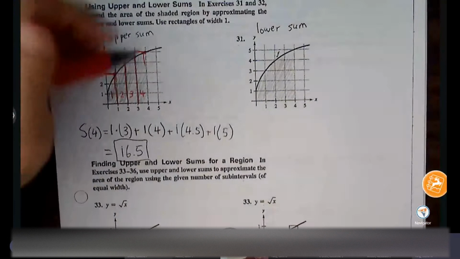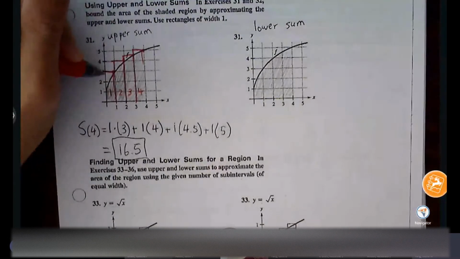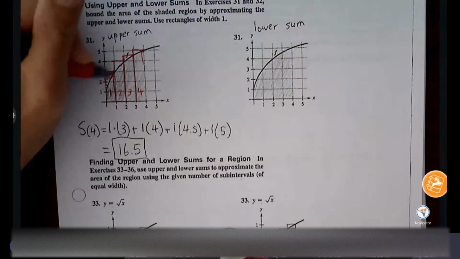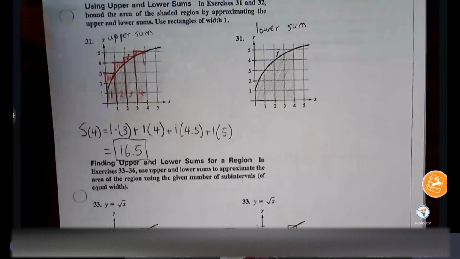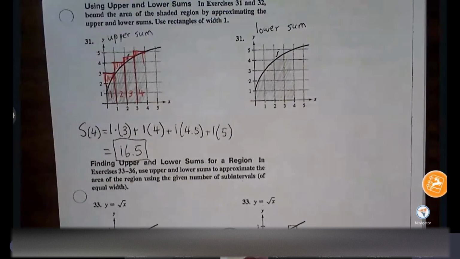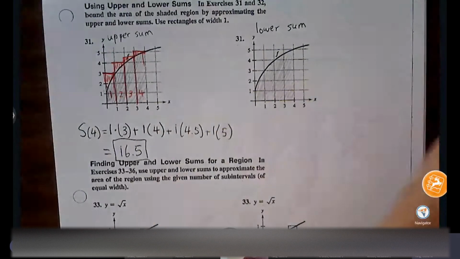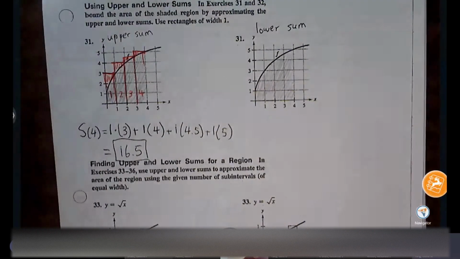So this is guaranteed to be more than the actual area because every rectangle has portions that stick above the curve, producing a higher than exact value.